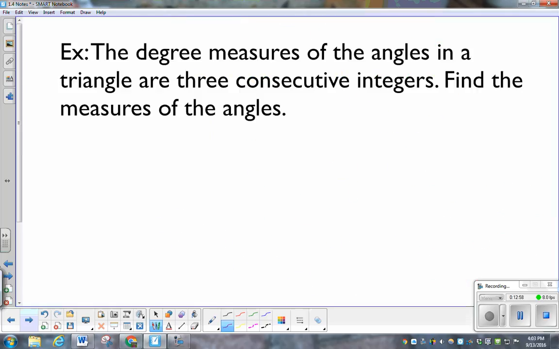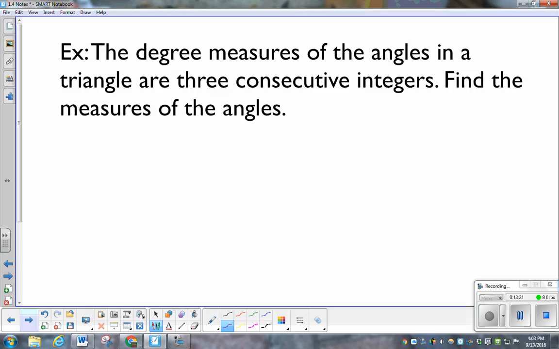All right, here's our last example. The degree measures of the angles in a triangle are 3 consecutive integers. That means integers one right after the other, like 2, 3, 4, or 5, 6, 7. Find the measures of those 3 angles. So go ahead and write down that problem. You can pause it if you need to.